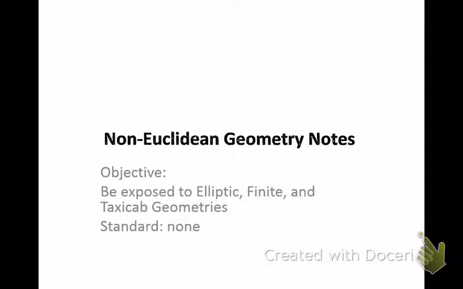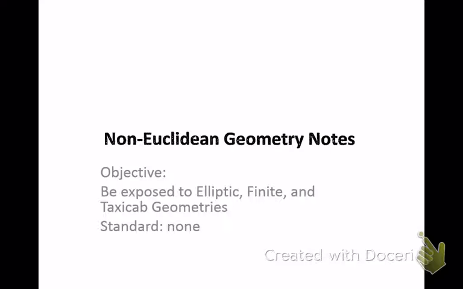We're going to cover non-Euclidean geometry today. Non-Euclidean geometry is different than Euclidean geometry. What we've been studying all year is Euclidean geometry. Non-Euclidean geometry has a different set of rules. Not a whole lot different, but there are a few things that are different. And that makes what you're trying to prove in non-Euclidean different than the way we operate in Euclidean.